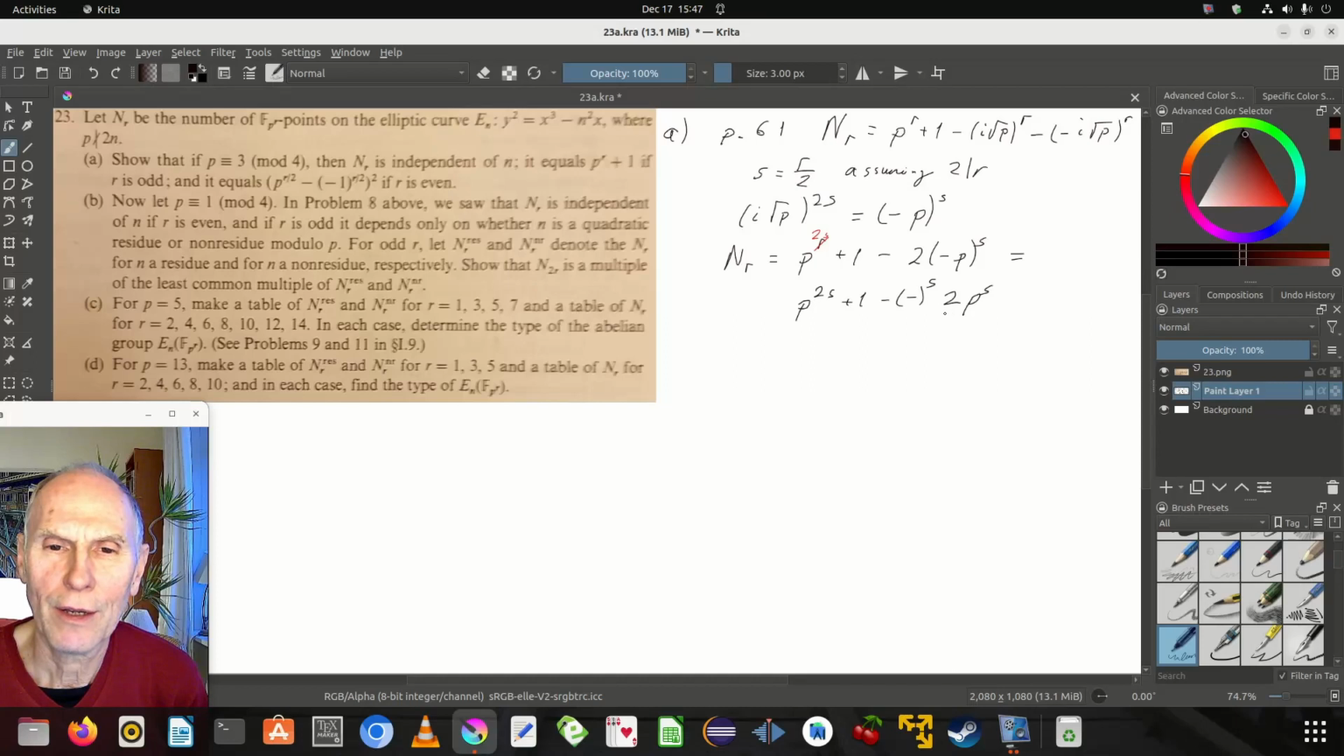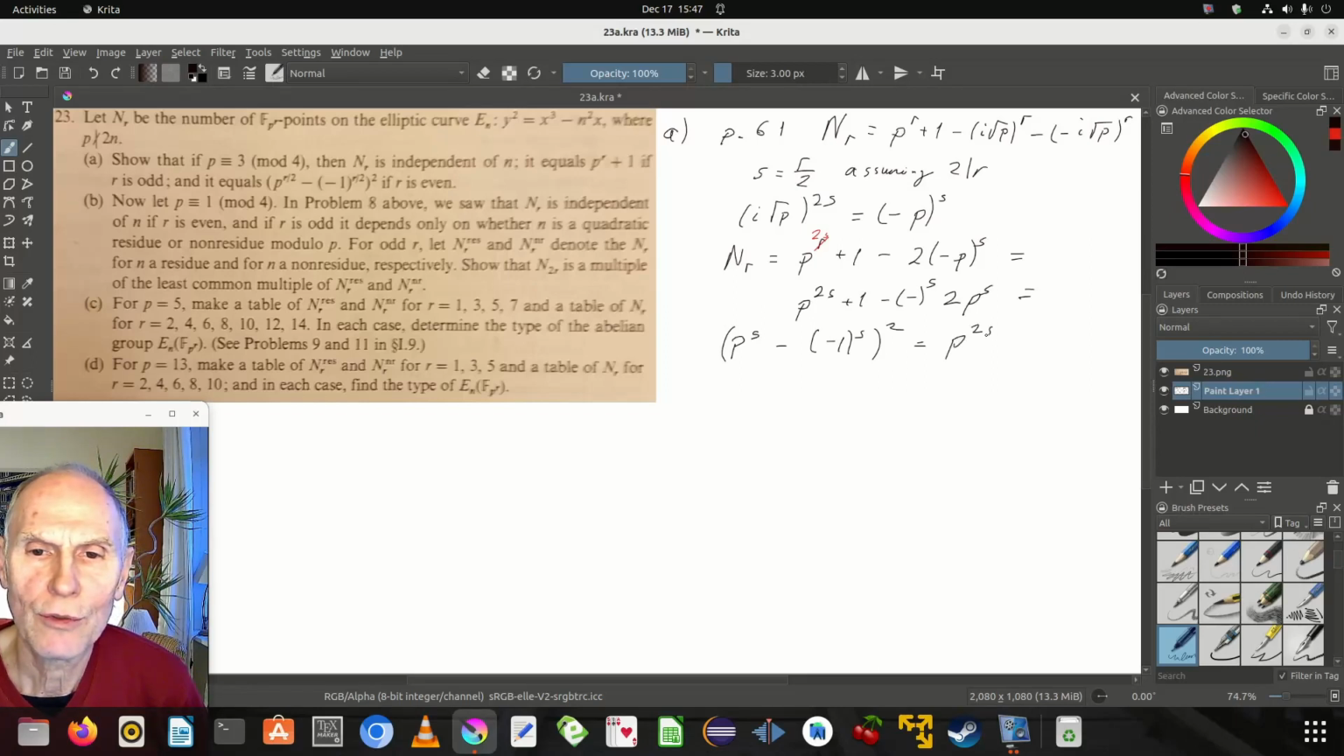And then let's start with the result. That's easier, really. P to S minus 1 to S squared, getting P to 2S minus 2 minus in S to P S to plus 1. That's it. So that solves A.